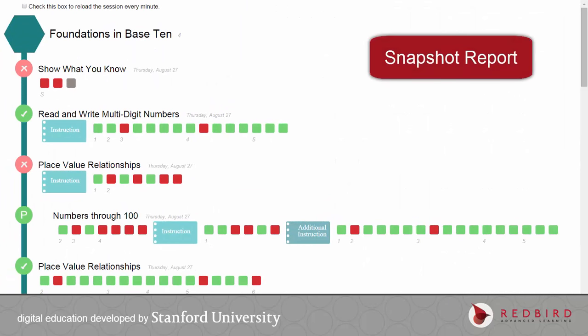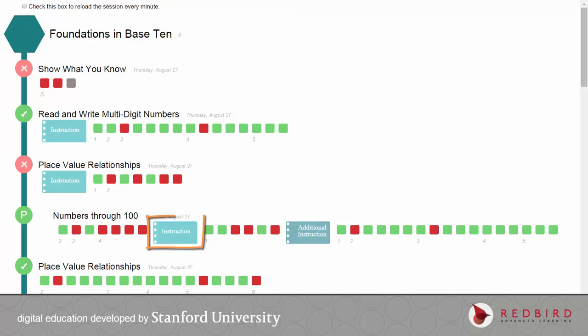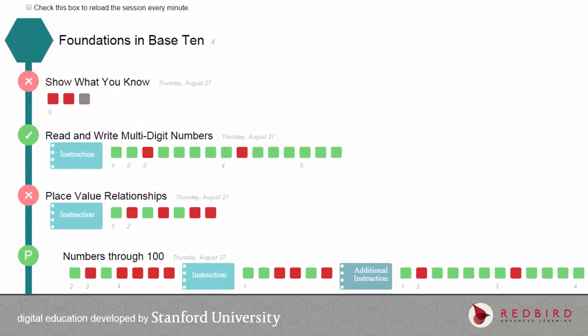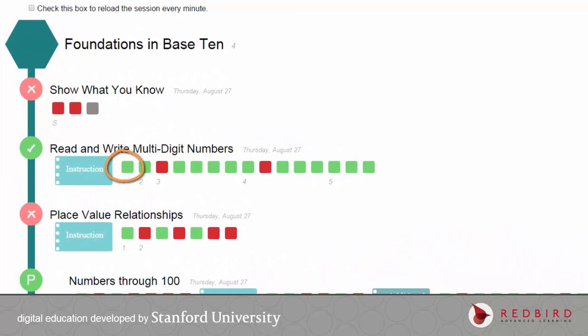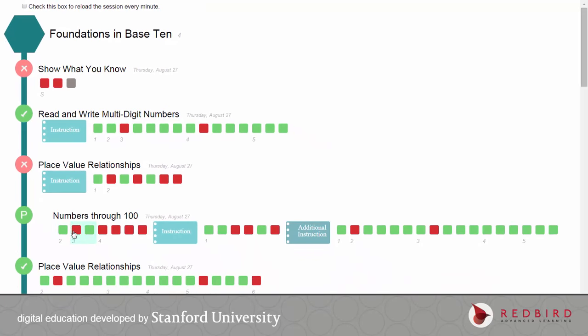The snapshot report is a complete record of each student's unique pathway through Redbird mathematics. From here, you can see when instruction, additional instruction, precursor lessons, or items were received. Furthermore, each item is color-coded to show whether it was correct, incorrect, or skipped. You can also click any item or instruction to launch a replay of student activity.